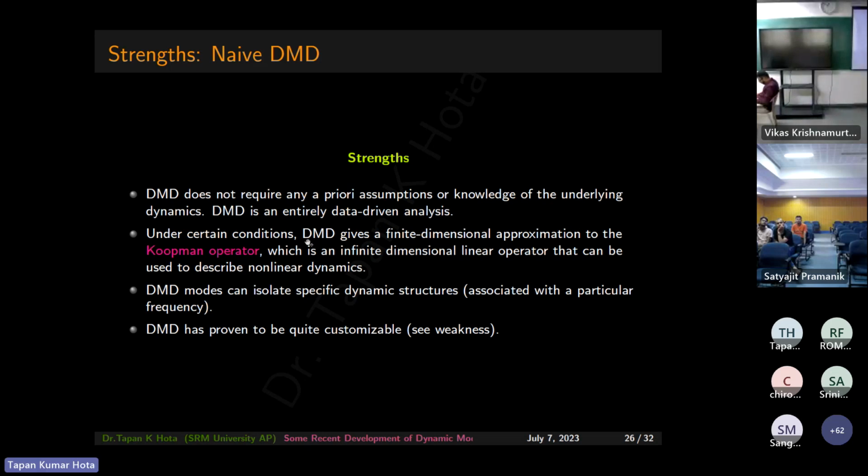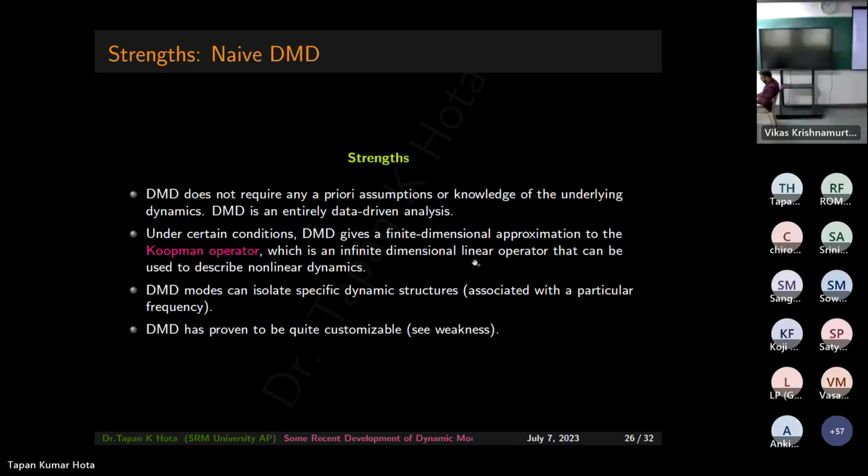Under certain conditions, this DMD, for these two problems, the radial and the rectilinear one, can be approximated to the Koopman operator. The DMD we have done is a discrete one. For the continuous one, it can be approximated to the Koopman operator, which can deal with nonlinear data appropriately. Again, it lives in an infinite dimensional vector space, but it is a linear operator. DMD modes can isolate specific dynamical structures, particularly the frequency part, and we will see in a minute, it can be customizable.